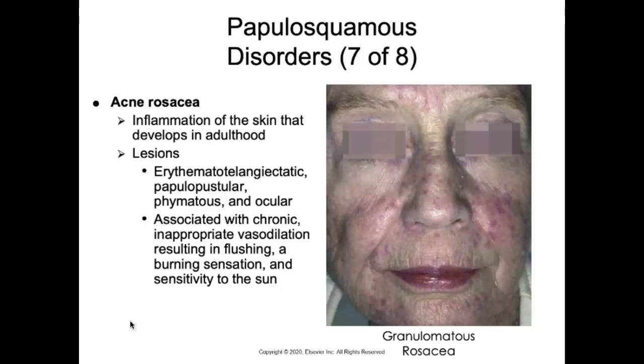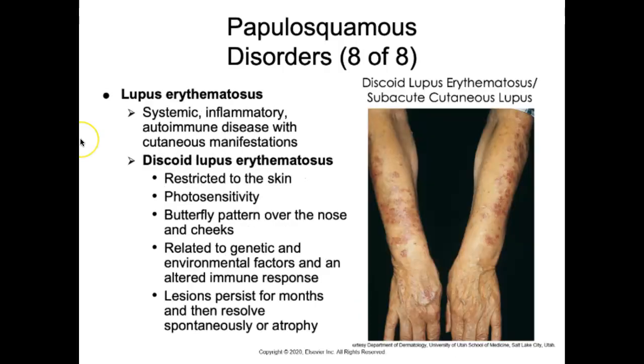Now, if the person has neurovascular dysregulation taking place, that is associated with chronic inappropriate vasodilation that results in flushing, which you can see a little bit of in this person's skin, and it could cause a burning sensation and sun sensitivity. So it's important to protect your skin by wearing sunscreen, a wide-brimmed hat, and avoiding other triggers, like we said, alcohol, for example. Next, we have lupus.